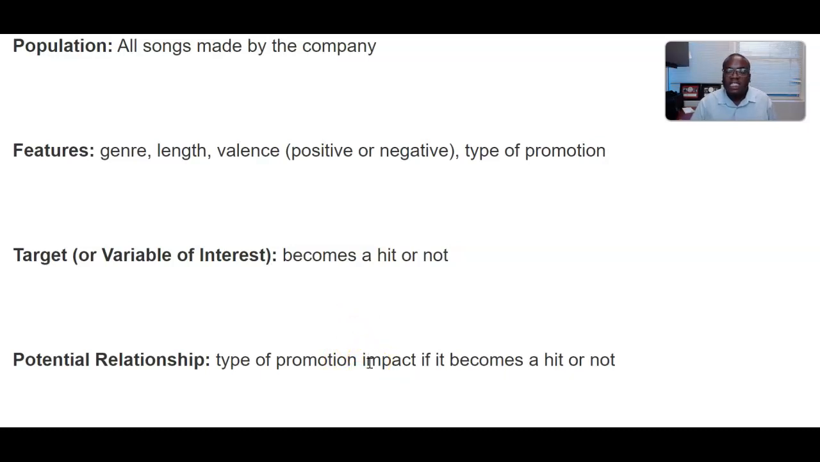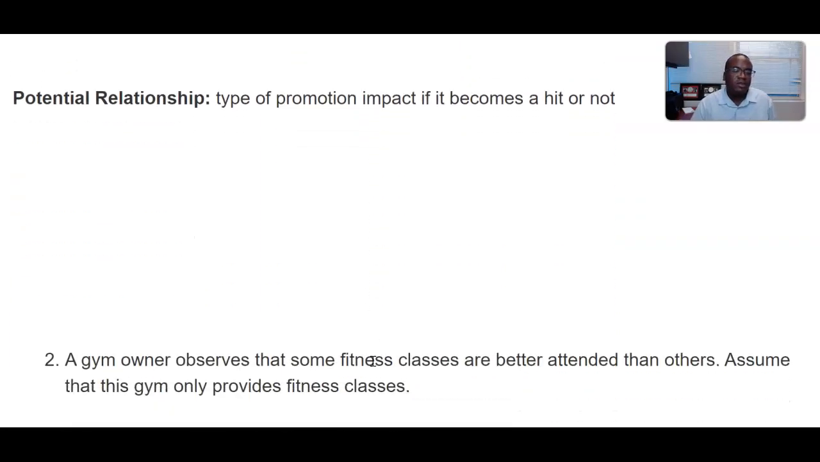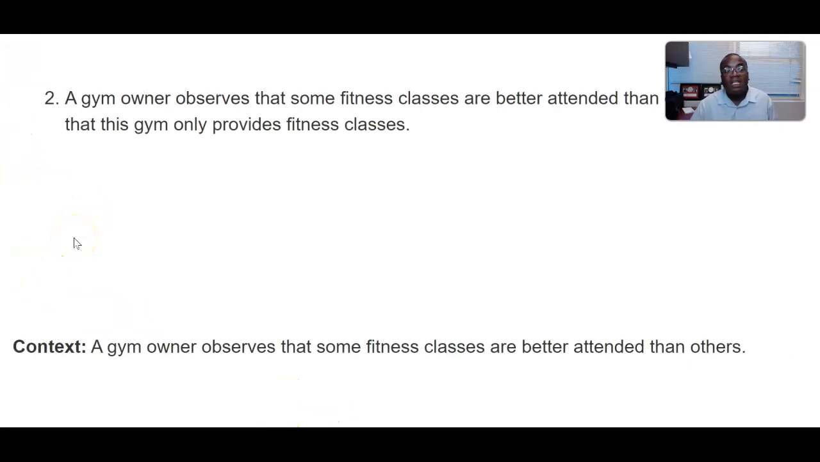Okay, so let's actually move on to the next problem, our next example. A gym owner observes that some fitness classes are better attended than others. Assume that this gym only provides fitness classes. So this particular example, take some time, and this is a little tricky. So take some time and go through this. Again, the context here is a gym owner observes that some fitness classes are better attended than others. So that's the phenomenon. That's what we're after. That's what we're trying to understand.